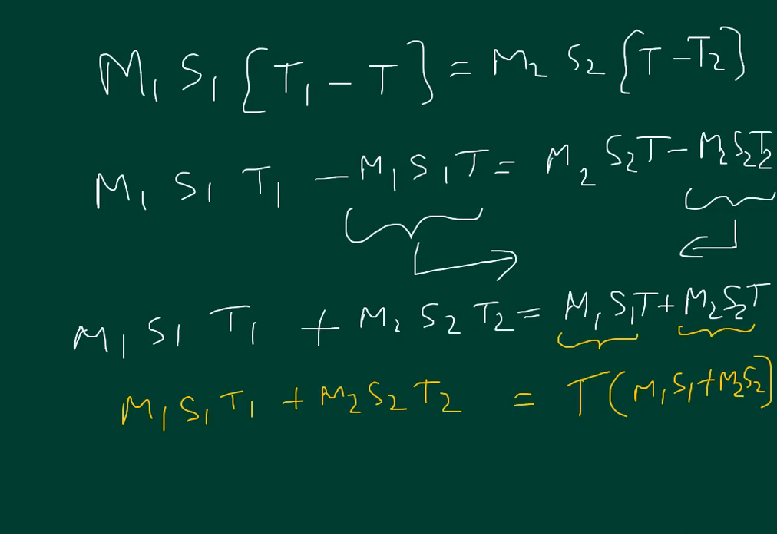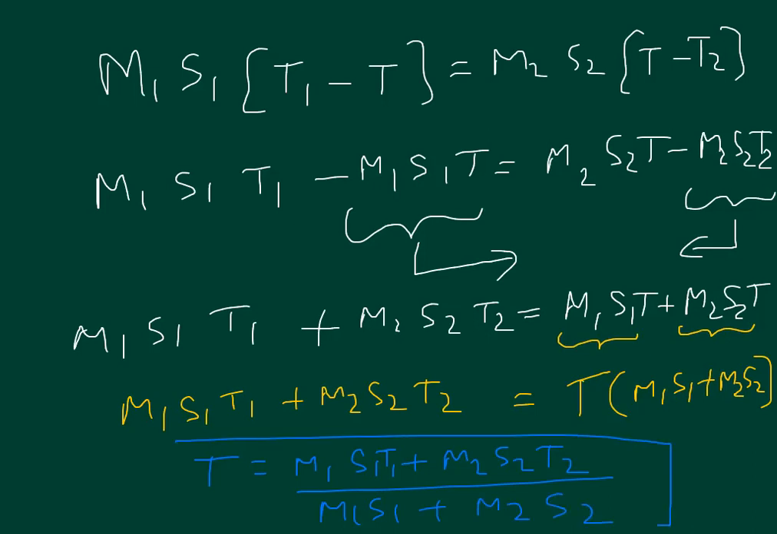So finally, what is my formula? After this information, what should I write? Yes, T is equal to (M1 S1 T1 plus M2 S2 T2) by (M1 S1 plus M2 S2). This is the resultant temperature formula. I hope you are clear with how to handle the resultant temperature.